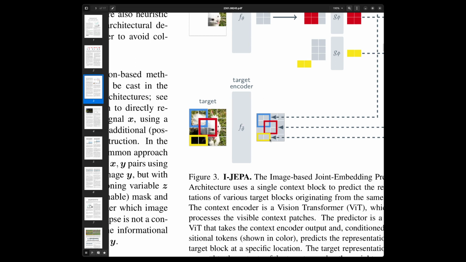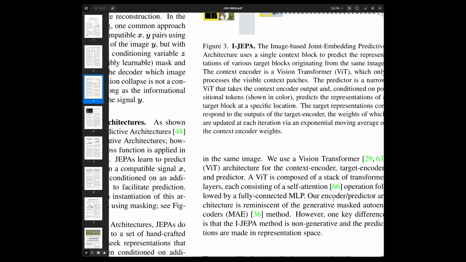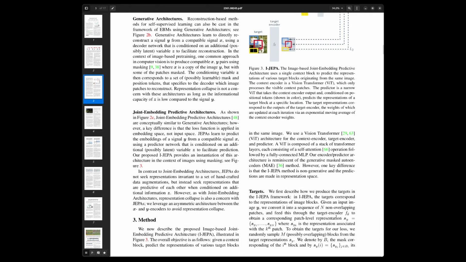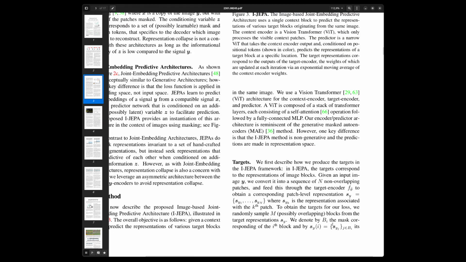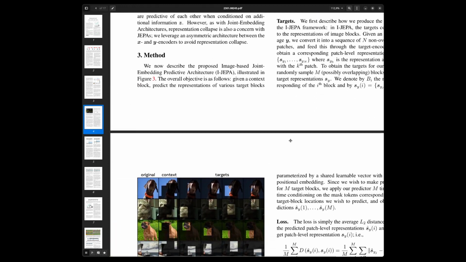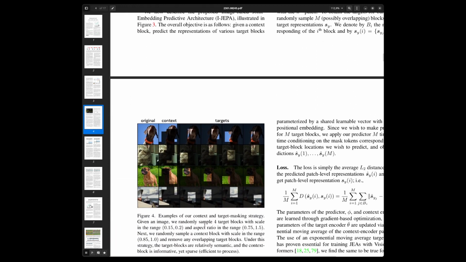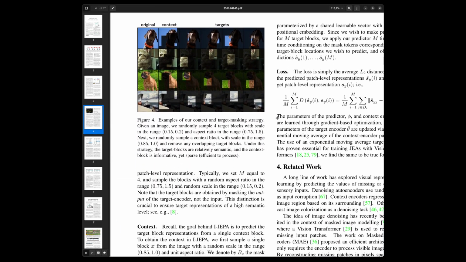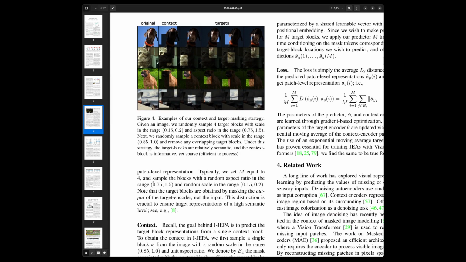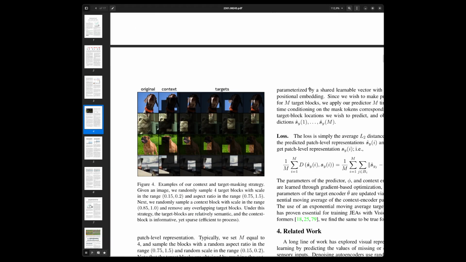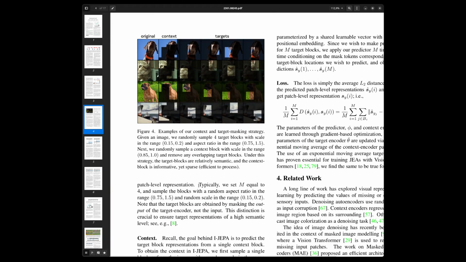The tokens. So let's call them tokens because I guess it's the right time. The tokens that are not masked by this B, that is B, and B_i is the mask for the i-th block. Okay, I don't want to get confused by the image now. So it's patch level representation.